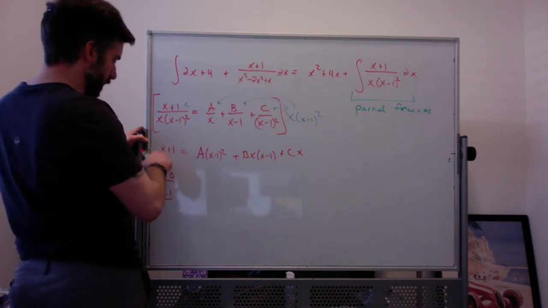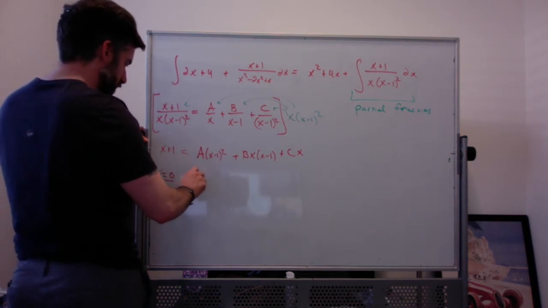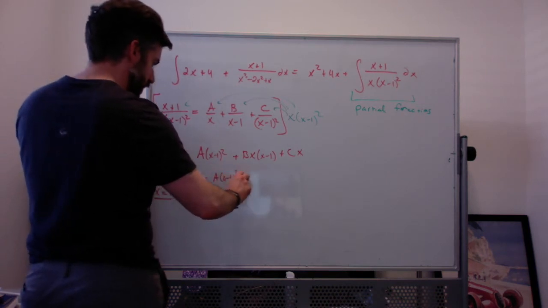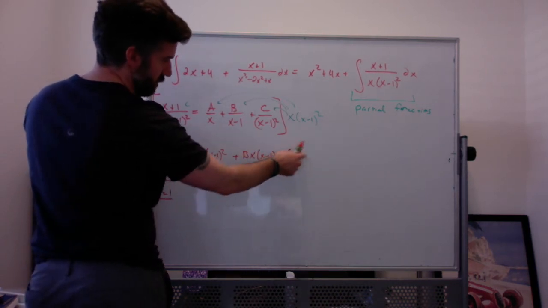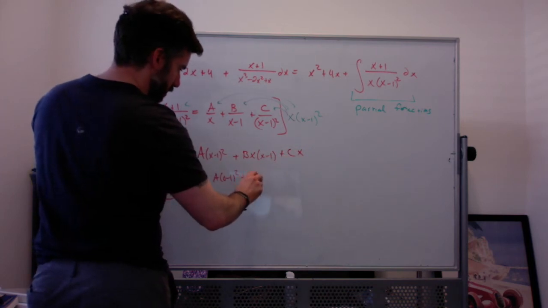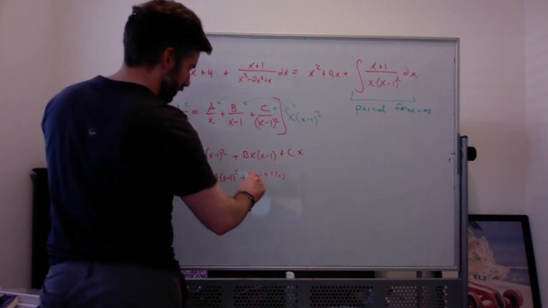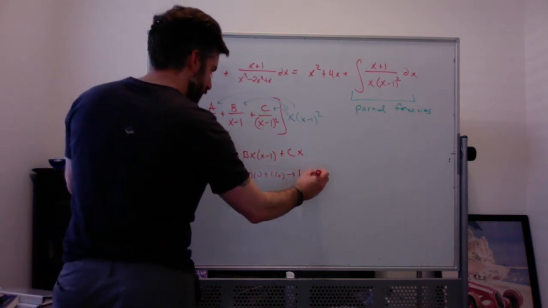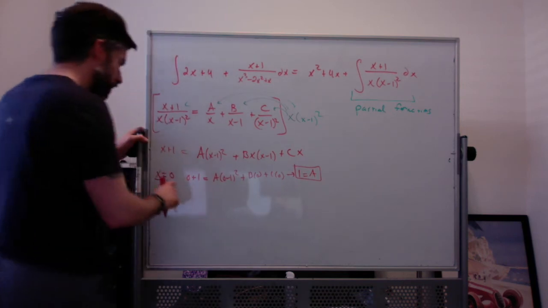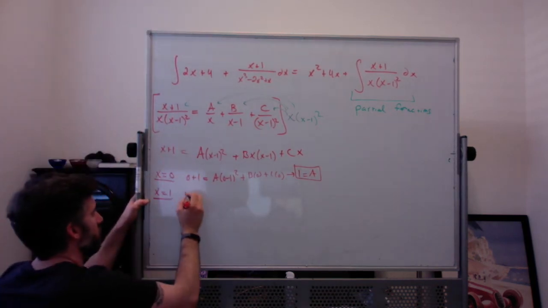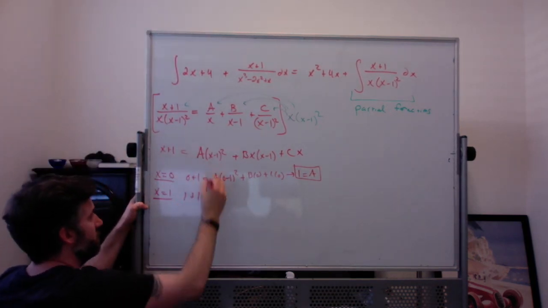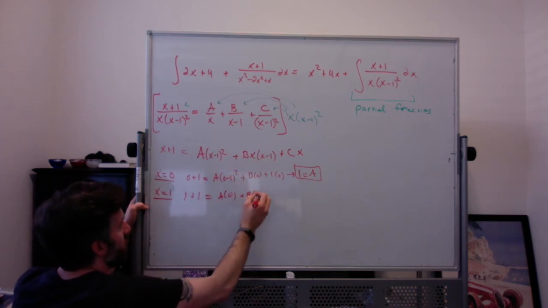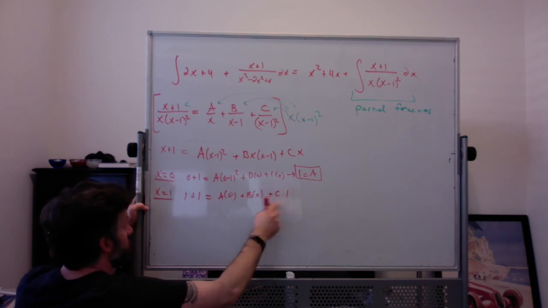Pick x equal to 0, I get 0 plus 1 equal to a times 0 minus 1 squared plus b times 0 is 0 plus c times 0 is 0. You could write b times 0 and c times 0, but they're both 0. So you end up just getting 1 equal to a times 1. So a is equal to 1. For x equal to 1, I get 1 plus 1 on the left. On the right, I get a times 0. I get b times 1 times 0. And I get c times 1. So c equals 2.